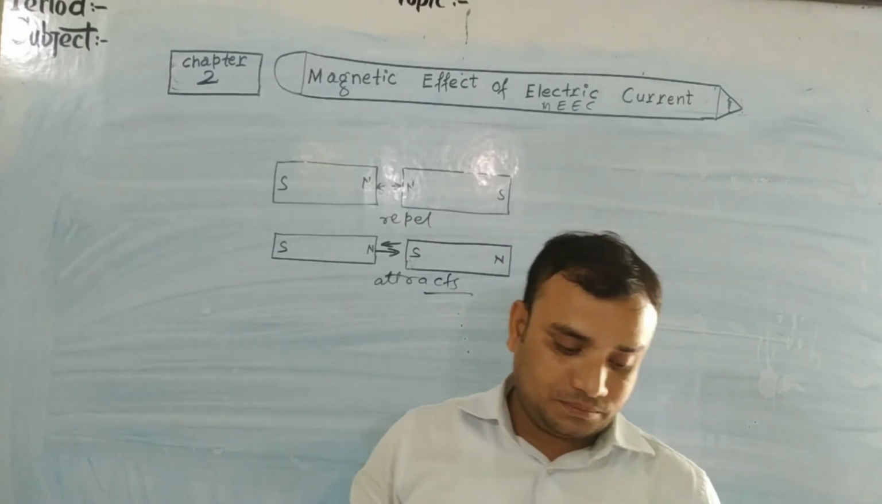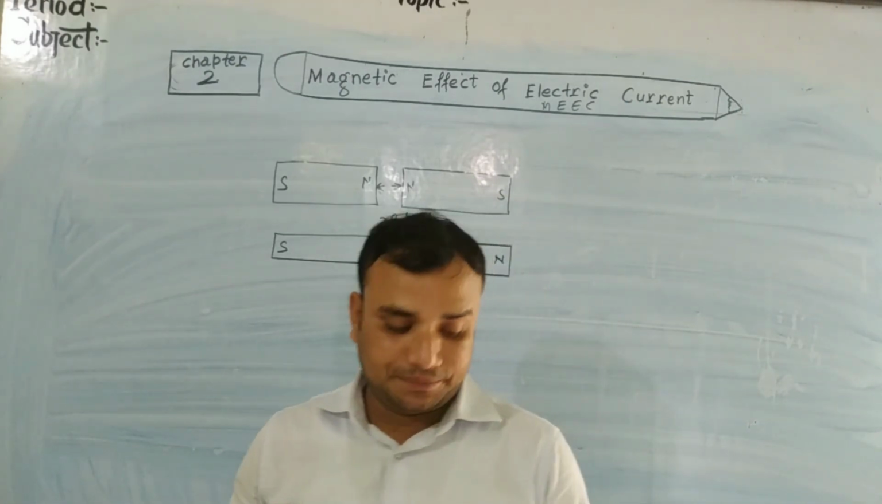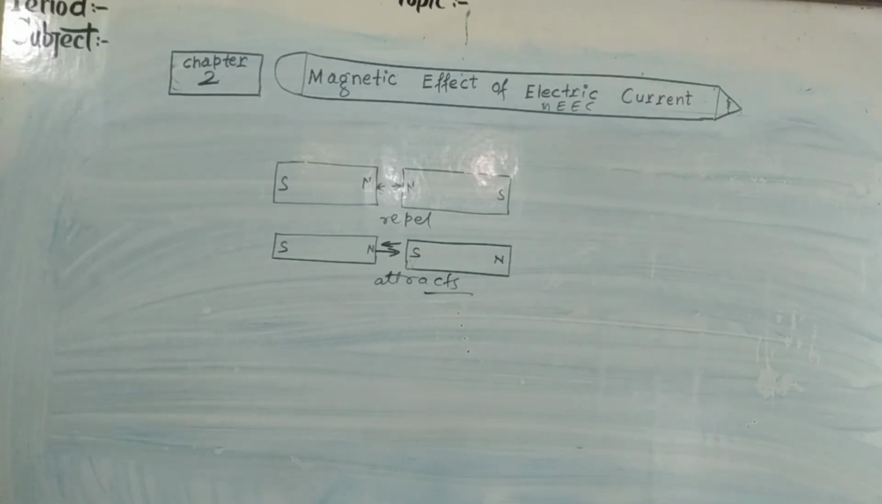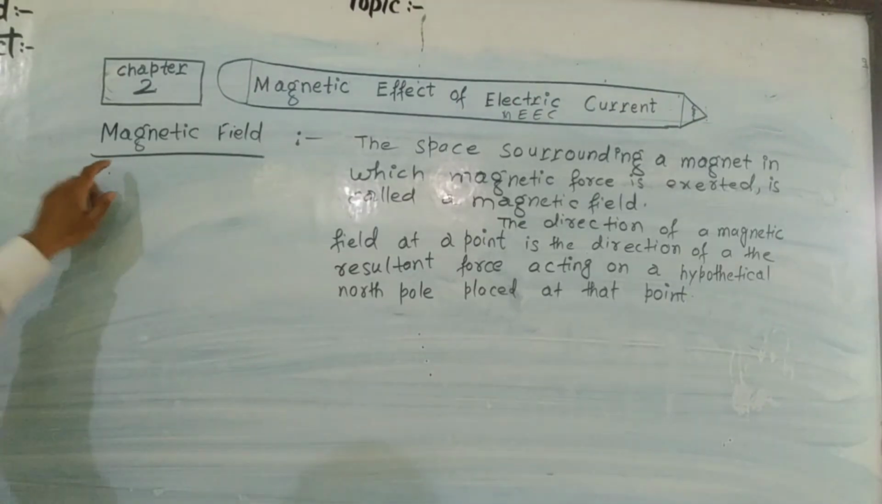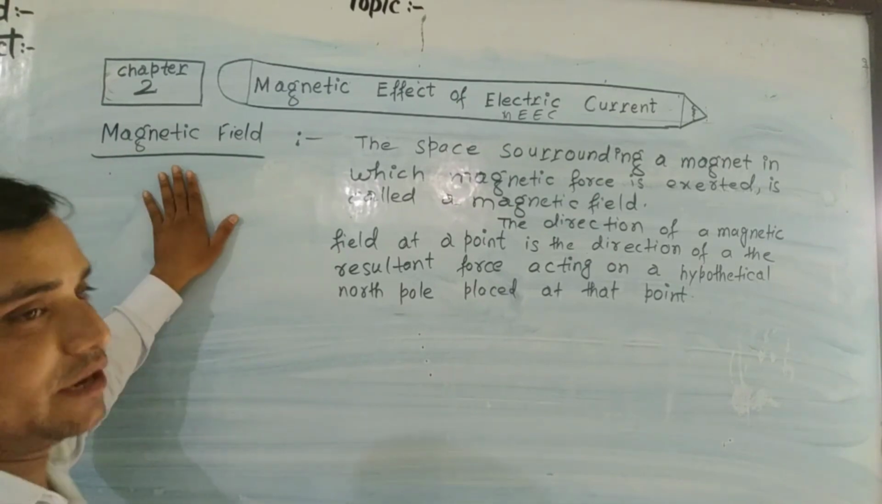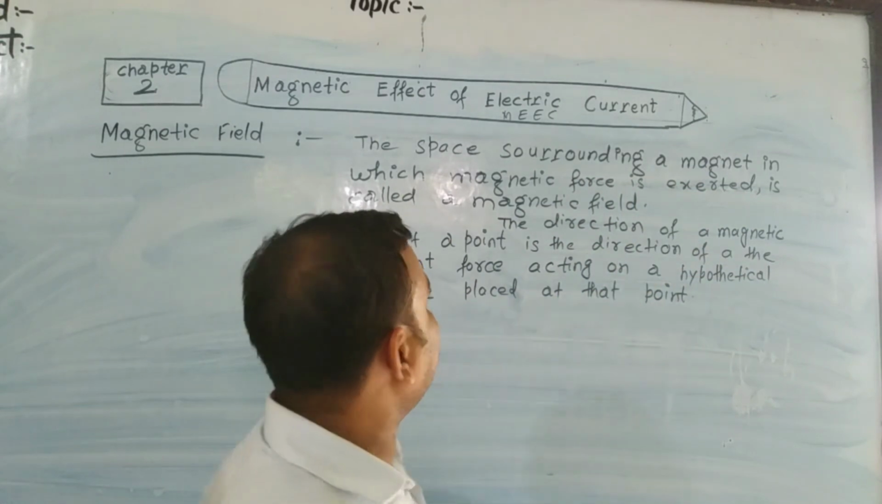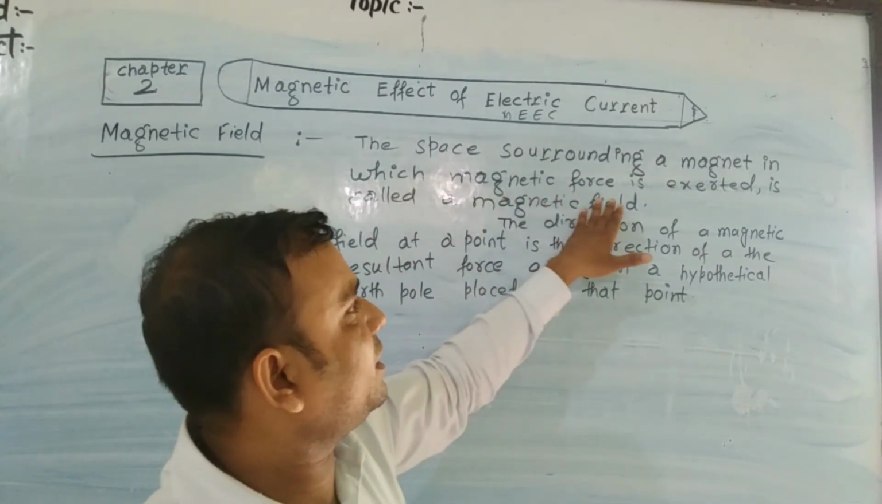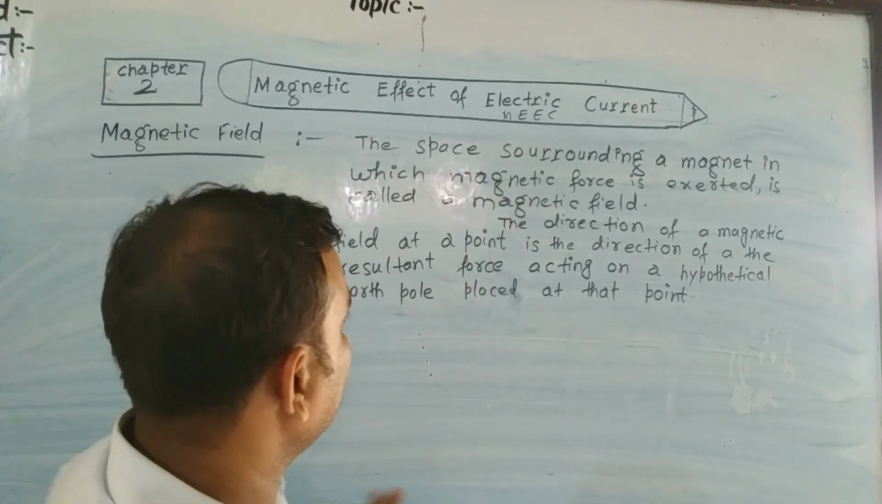Dear students, the next topic is magnetic field. The space surrounding a magnet in which a magnetic force is extended is called a magnetic field.